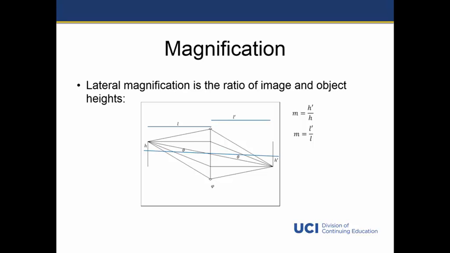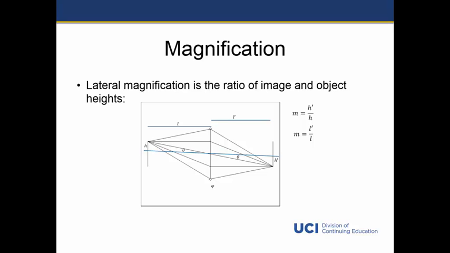Lateral magnification is simply the ratio of the image height to the object height. So in terms of this little figure right here, my lateral magnification can be treated as h prime over h, but it also is equal to L prime over L.